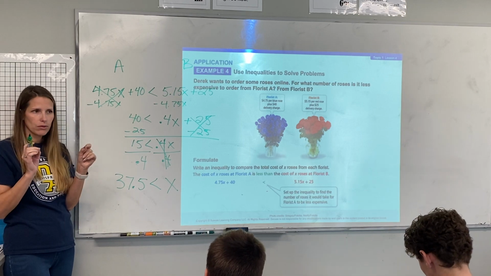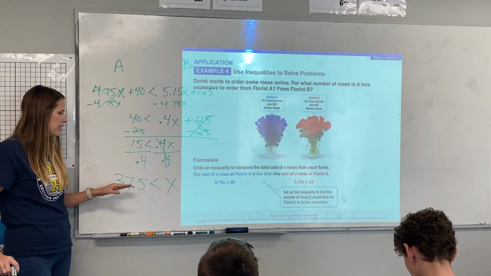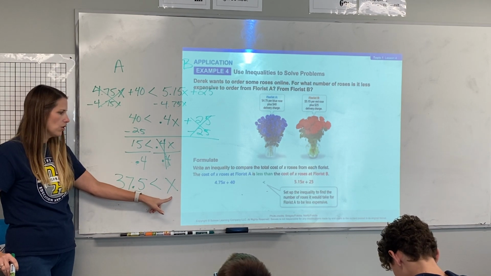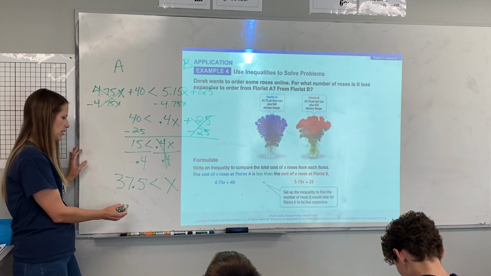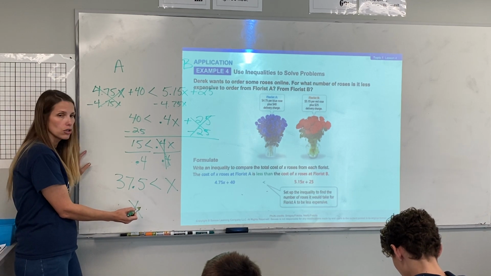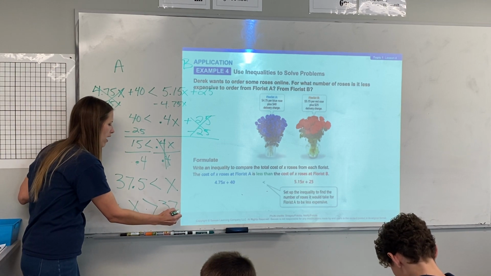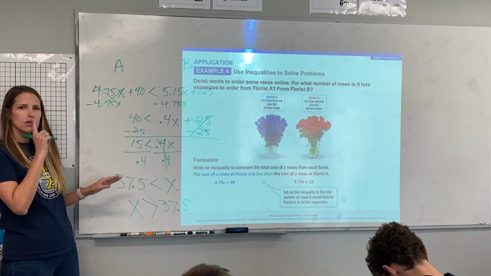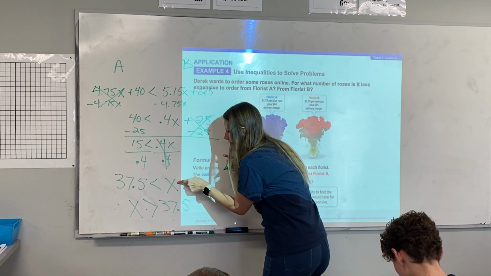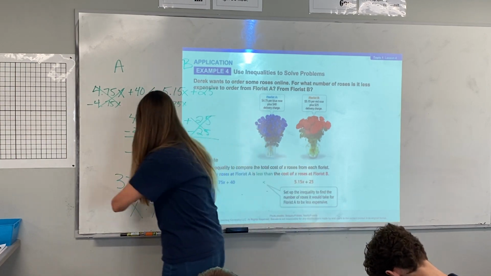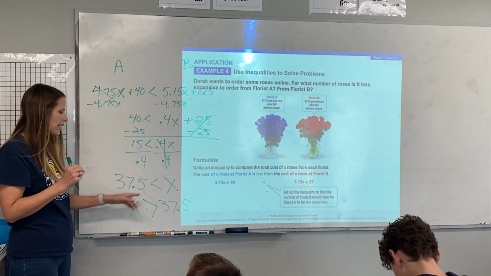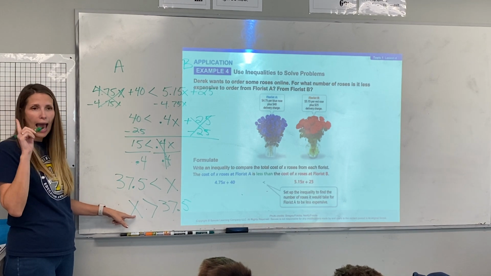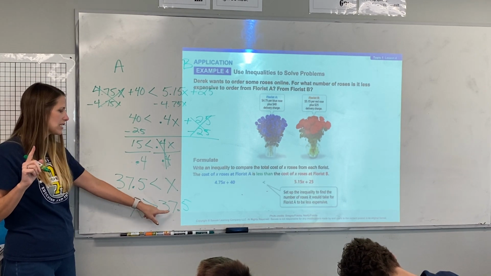Let's evaluate what this really means, okay? If 37.5 is less than x, how can we say what the value of x is? X is greater than 37.5. Why did I switch them? Because I switched my values. I'm just reading it the other way. I can read it this way: X is greater than 37.5. So I can write it that way too, just to help my brain understand it more. X, which is the number of roses, has to be higher than 37.5.